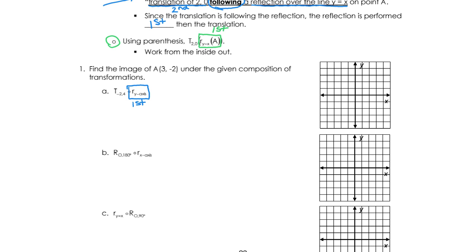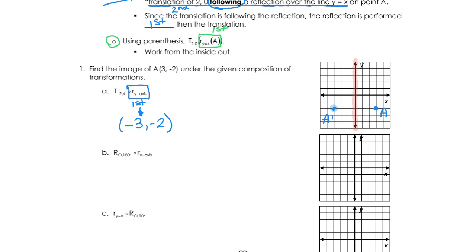Okay, so I'm going to go find 3, negative 2. This is my starting point, and I now have to reflect it over the y-axis. So keep in mind my y-axis is right here. If I were to reflect A over it, I would end up 3 units on the other side, right here, and that would be A prime. And the coordinates would be negative 3, negative 2.